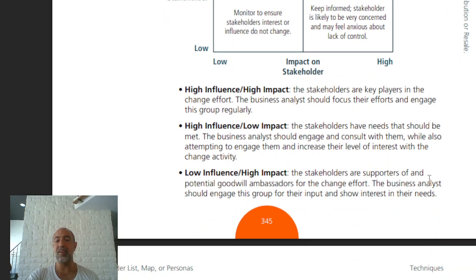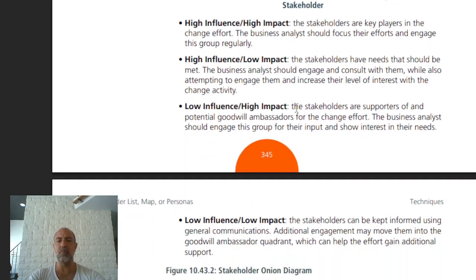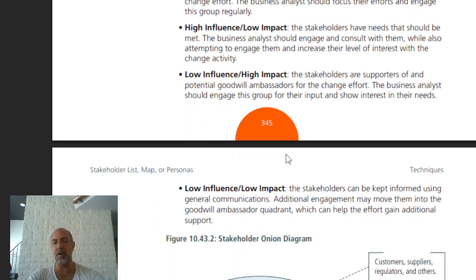High influence, high impact: the stakeholders are key players in the change effort. The business analyst should focus their efforts and engage this group regularly. High influence, low impact: the stakeholders have needs that should be met. The business analyst should engage and consult with them. So high influence, high impact; high influence, low impact; low influence, high impact; low influence, low impact. Stakeholders are supporters, potential goodwill ambassadors of the change effort, the low influence, high impact.